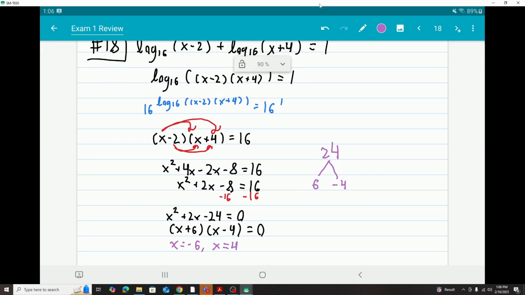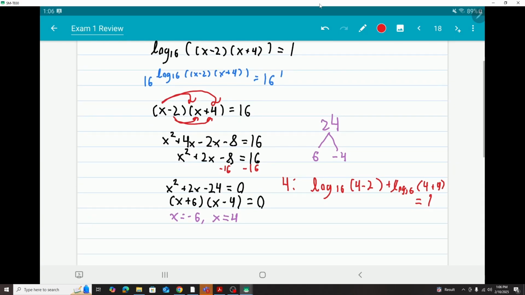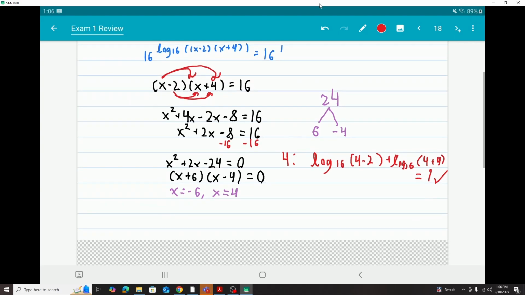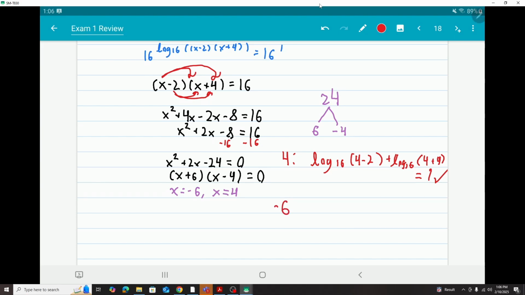So let's go back to our original equation and try plugging in everything. First, let's plug in 4: log base 16 of 4 minus 2, plus log base 16 of 4 plus 4, equals 1. You can go back and combine, but as long as you're not plugging in anything negative, it'll be okay. What we do need to be careful of, and when I say negative, I mean the thing inside of the log after you've done everything.